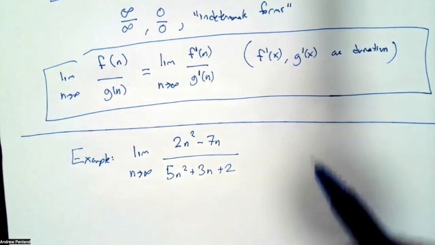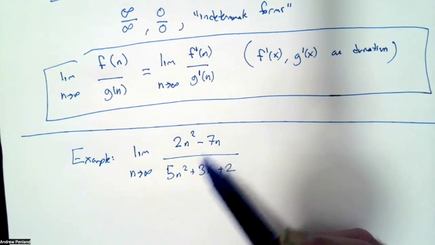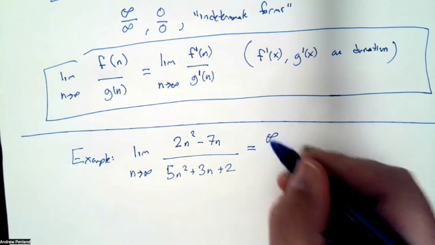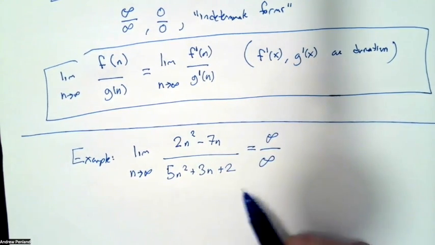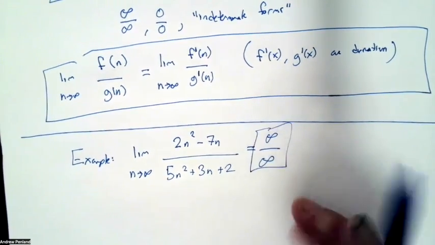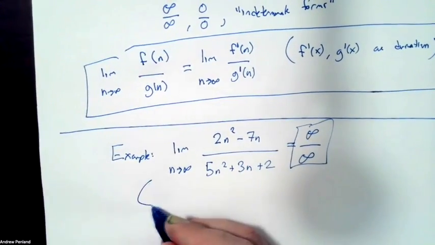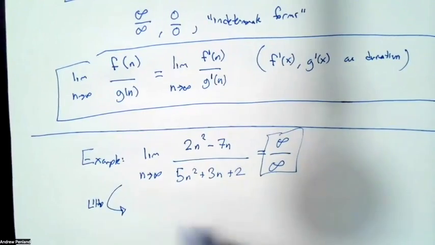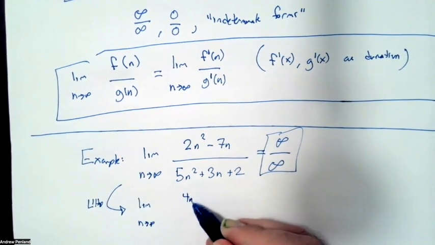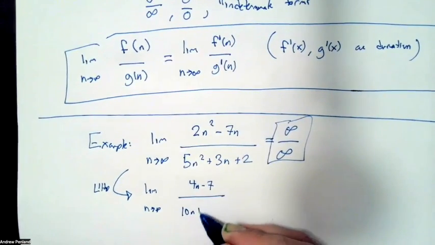So I don't know what to do with this right away, because when I take infinity and I square it, I get infinity. Both of these are tending towards infinity in the top and the bottom. So I can't do anything with that yet. However, this is an indeterminate form, which means I can apply L'Hopital's rule. So I'm going to replace this using L'Hopital's rule with the derivatives. The derivative of the top is 4n minus 7, and the derivative of the bottom is 10n plus 3.